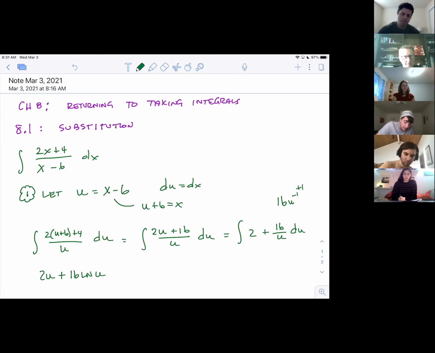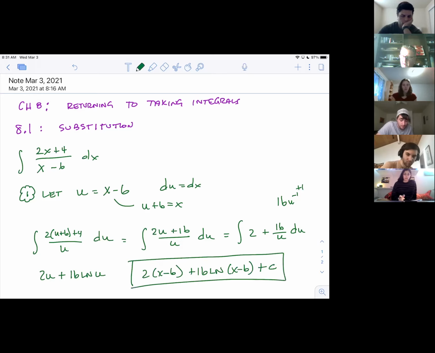So that's the one exception to the power rule. And then you just go back and stick your x minus 6 back in there. So it's 2 times x minus 6, and it's 16 times the natural log of x minus 6. And if somebody's annoying, they make you throw a plus C in there, and like, bam, there's my integral. I found it.